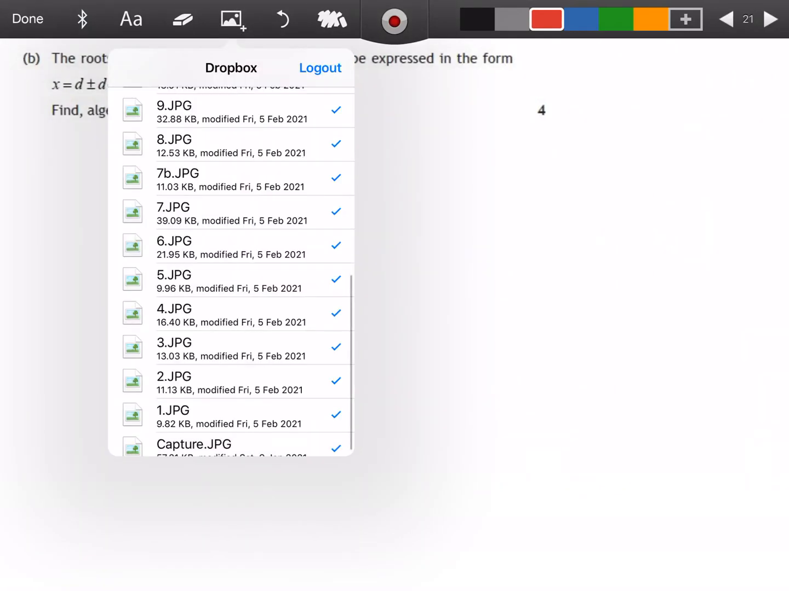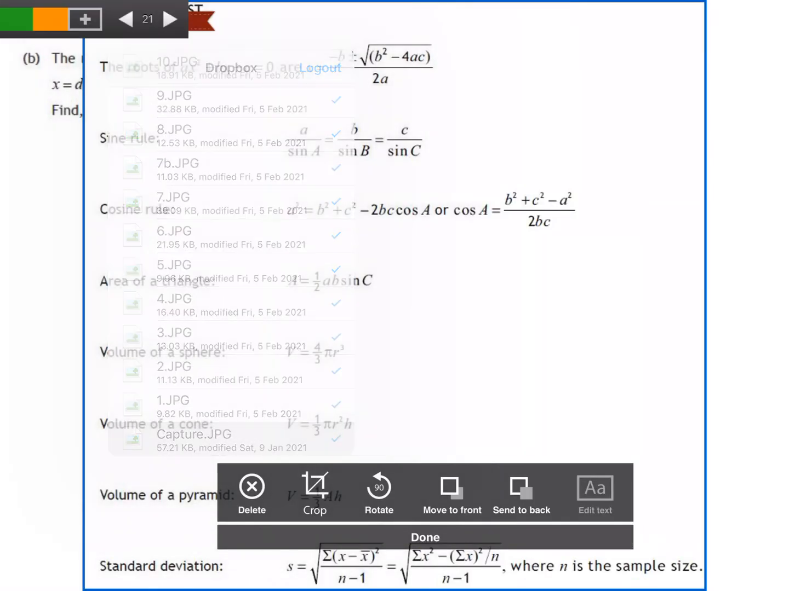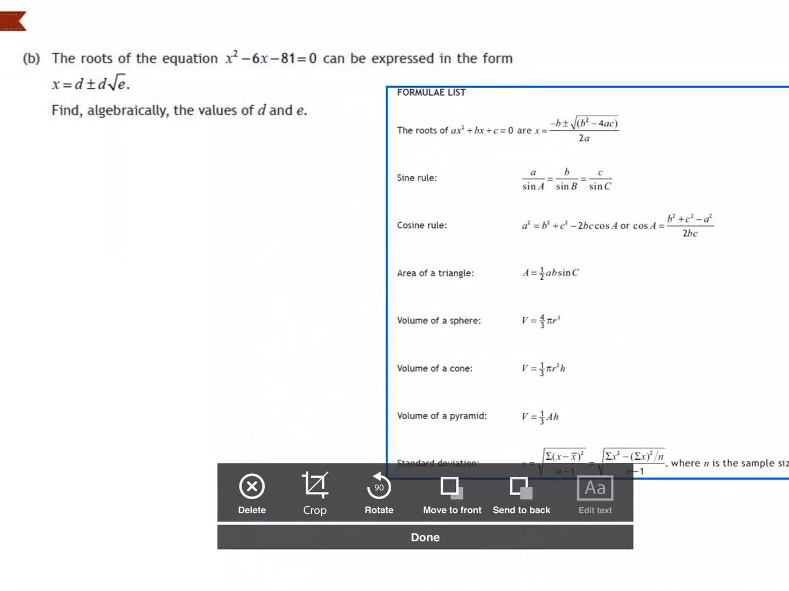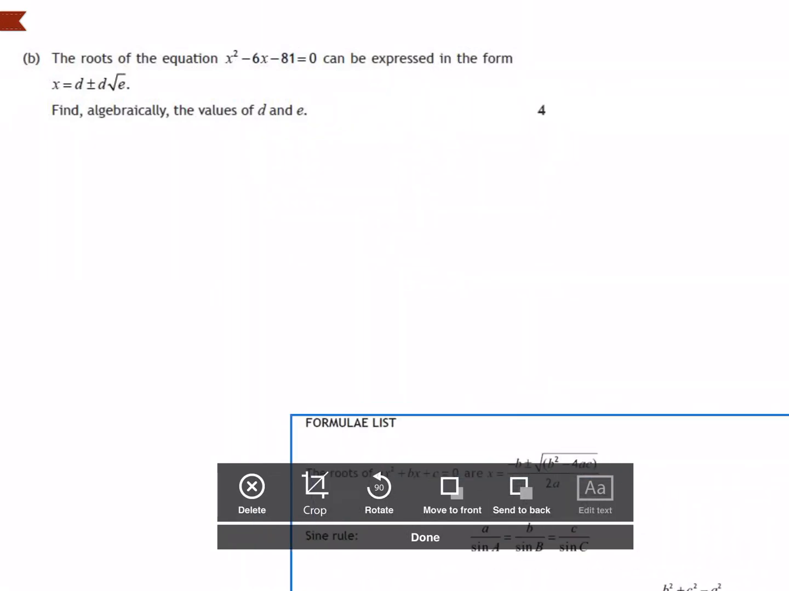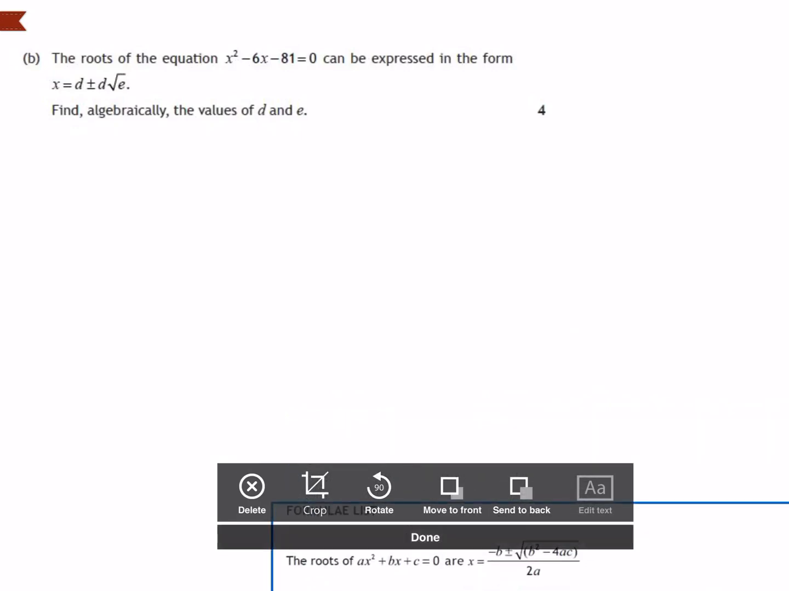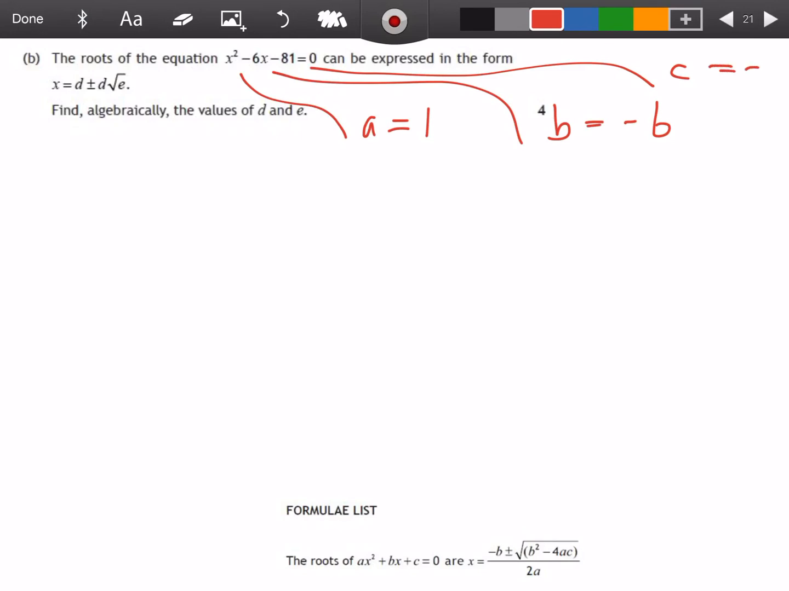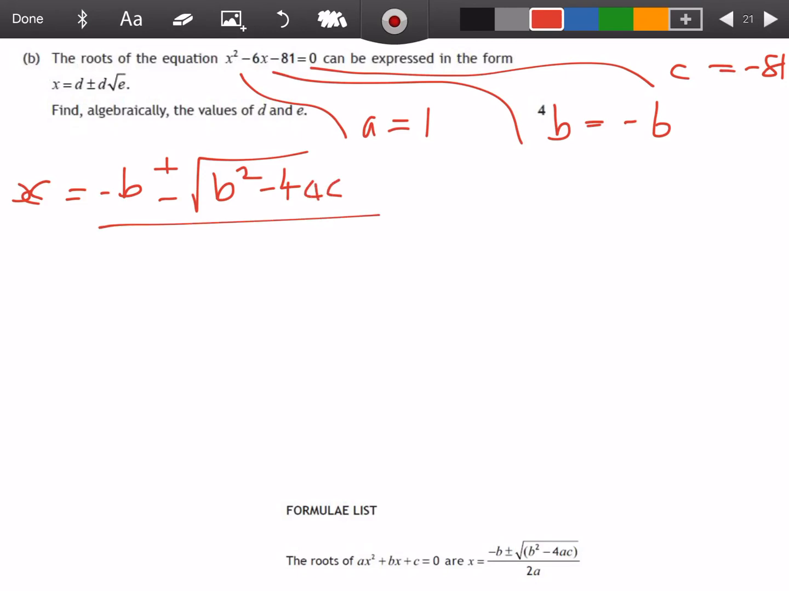And you're probably sitting here thinking, what quadratic formula in a paper one? Yes. There's a quadratic formula. Put it at the bottom. Okay? Right. So a, b and c. a is 1, b is negative 6, and c is negative 81. So the roots are minus b plus and minus. This is your quadratic formula, given on the formula sheet at the bottom.